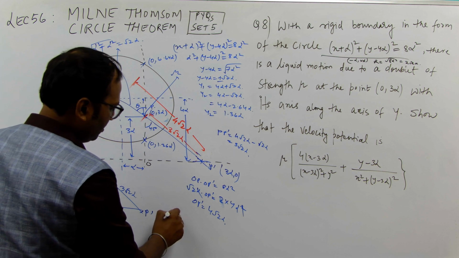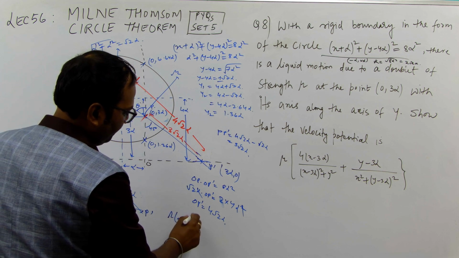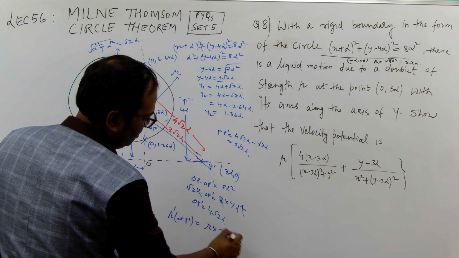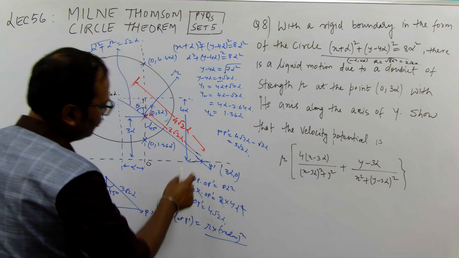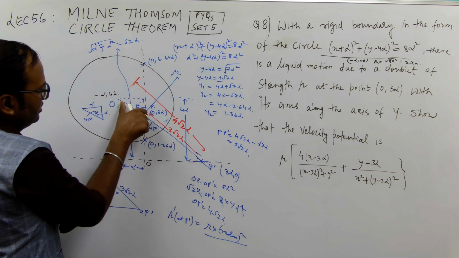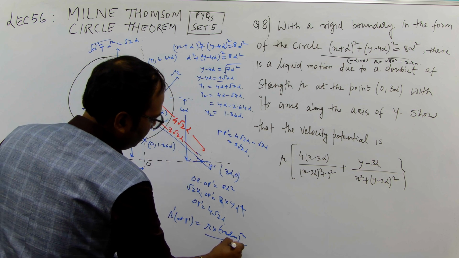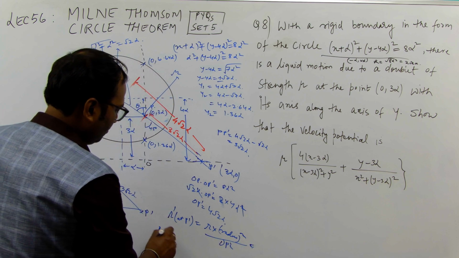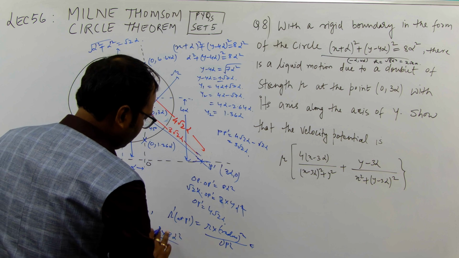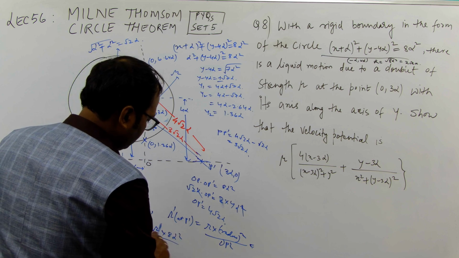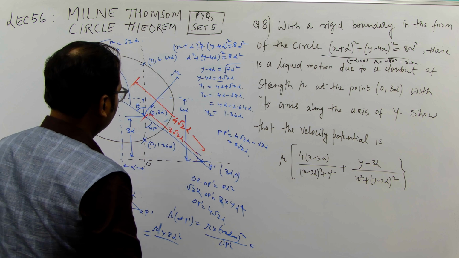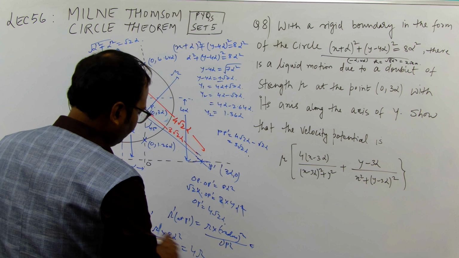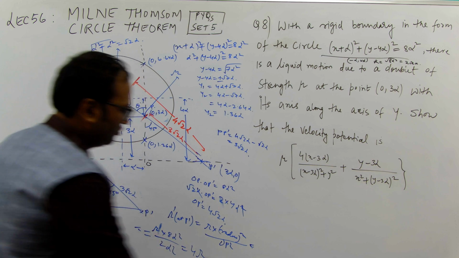The strength of doublet mu at P dash, mu dash, is equal to mu into radius square upon, since we are calculating this, so we will take this distance OP, the OP square. So this is equal to mu into 8 alpha square upon OP. So OP is root 2, the 2 alpha square. So this is 4 mu. Okay, so this is 4 mu.